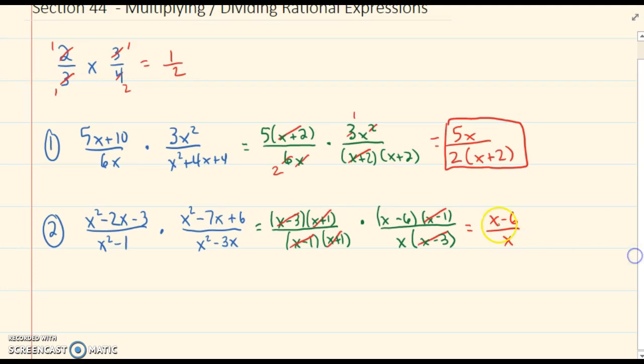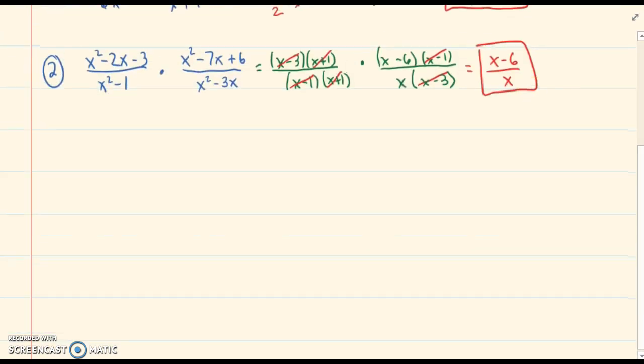You might be tempted to cancel the x's out. That doesn't work. One's a monomial, one's a binomial. You cannot cancel those out. All right, so that's multiplication. Now let's think about division.